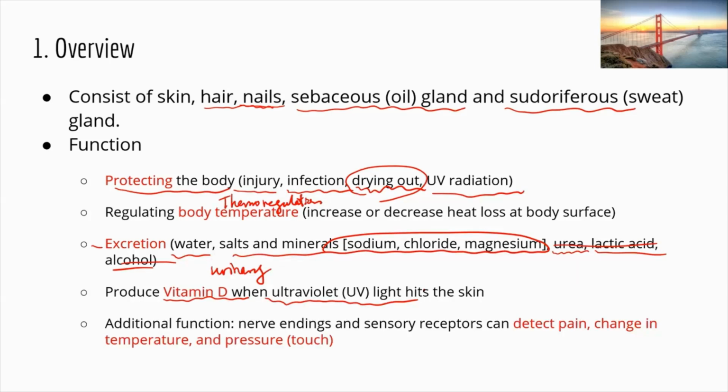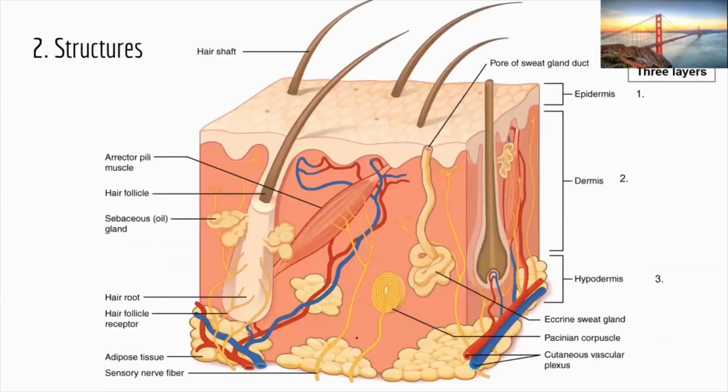Additional functions, you have these sensory receptors and nerve endings in the skin, and this allows you to detect pain, change in temperature, and pressure. So without those things, you can't really feel anything. Okay? So the skin is actually really important because you can detect all those things. It allows you to respond to the changes in the external environment to protect yourself to survive better.